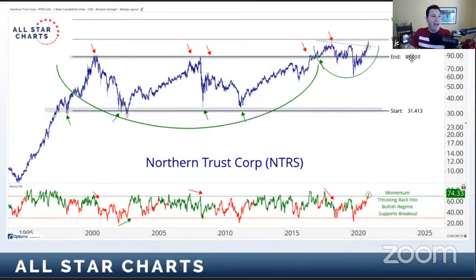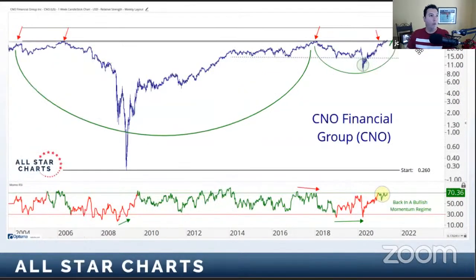Northern Trust, NTRS. This is a very interesting one. Currently, it is right around 118. NTRS is a large cap regional bank, or a super regional, if you will. Interesting breakout. We only want to be long if it's above 123. Below 123, leave it alone. Above it, I like it long with a target of 179.